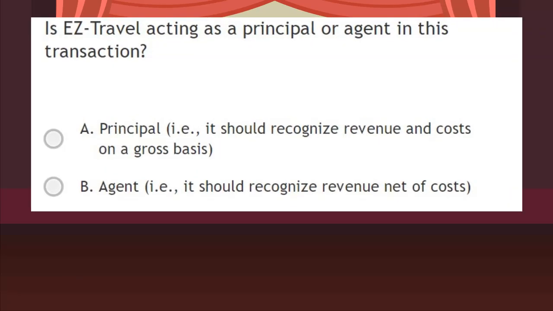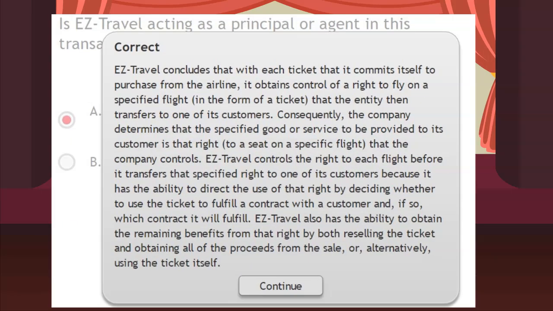The next question is, is Easy Travel acting as a principal or as an agent? The correct answer is principal. Please take a moment to pause the video and read through that rationalization that's on your screen now.